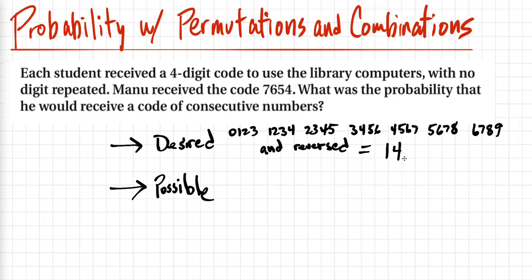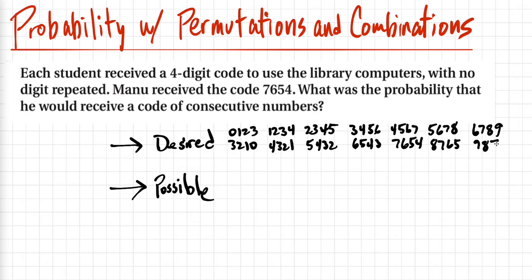And we didn't figure out reversed. It's hard to read, isn't it? Would it be easier if I just wrote them out? I can do that. 3, 2, 1, 0. 4, 3, 2, 1. 5, 4, 3, 2. 6, 5, 4, 3. 7, 6, 5, 4. There's 14 of them.